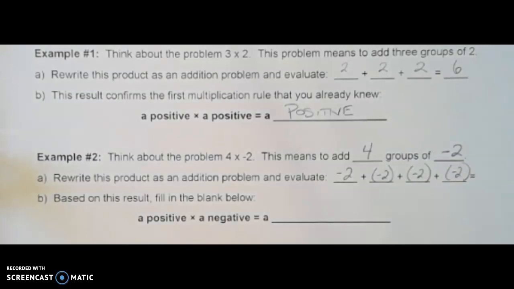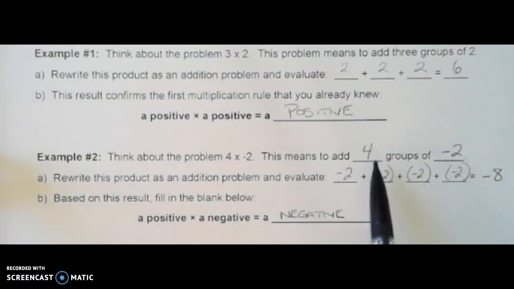And now when I add all of these together, negative 2 plus negative 2 plus negative 2 plus negative 2, I end up with negative 8. So the answer to 4 times negative 2 is negative 8. Based on this result, let's fill in our blank. A positive number times a negative number. Well, our answer, our product, was a negative number.